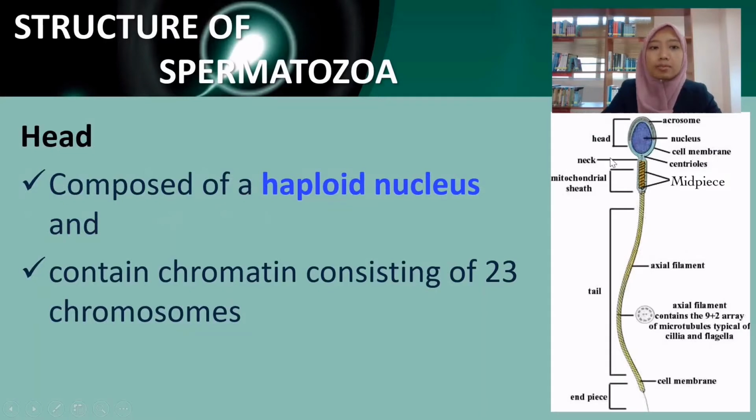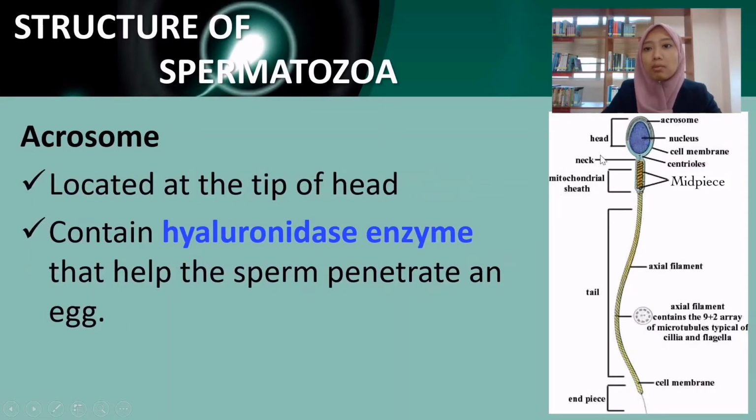Look at the head. The head is composed of a haploid nucleus, and the nucleus contains chromatin, consisting of 23 chromosomes in human. What about the head? The head also has acrosome. It is located at the tip of head, and it contains hyaluronidase enzyme. Hyaluronidase enzyme will help the sperm to penetrate an egg.